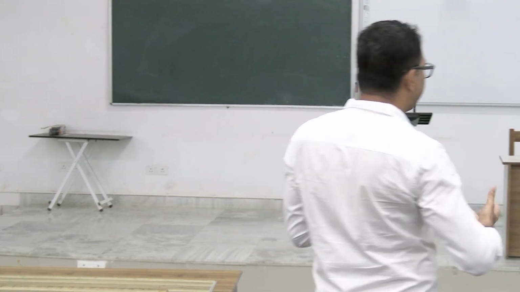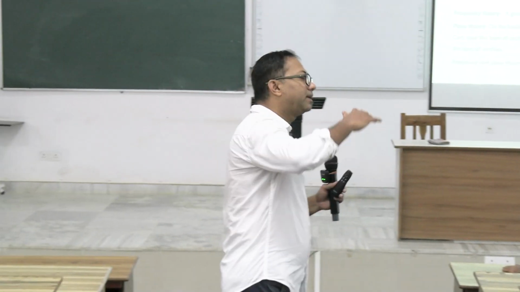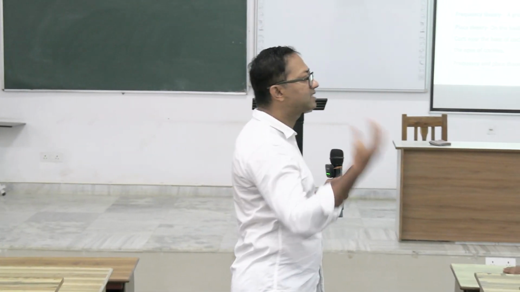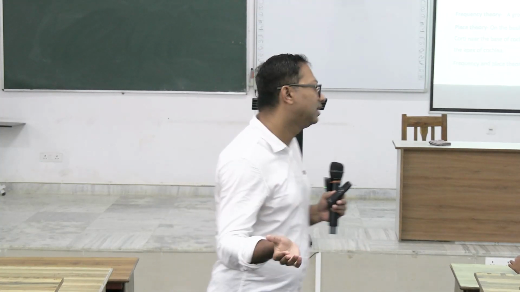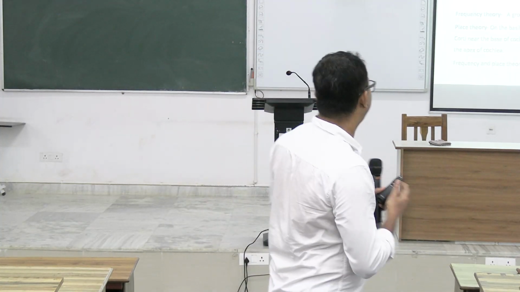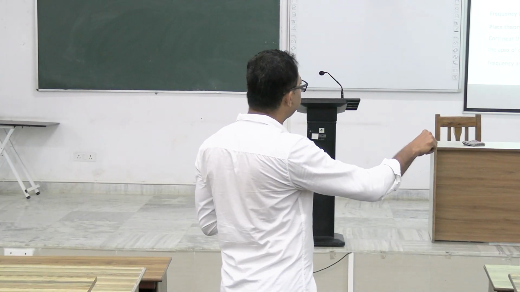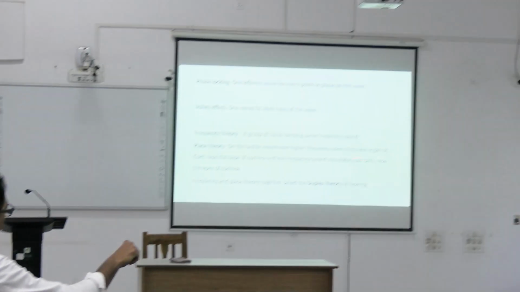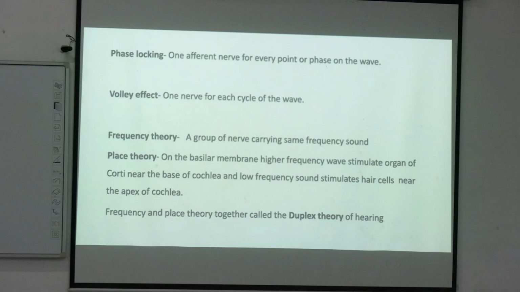It has got a base and it has got an apex. So when the base of the basilar membrane moves upwards, it detects the high frequency sound, and when the apex of the basilar membrane moves upwards, it detects the low frequency sounds. So on the basilar membrane, higher frequency waves stimulate the organ of Corti near the base of the cochlea, and low frequency sound stimulates the hair cells near the apex of the cochlea.